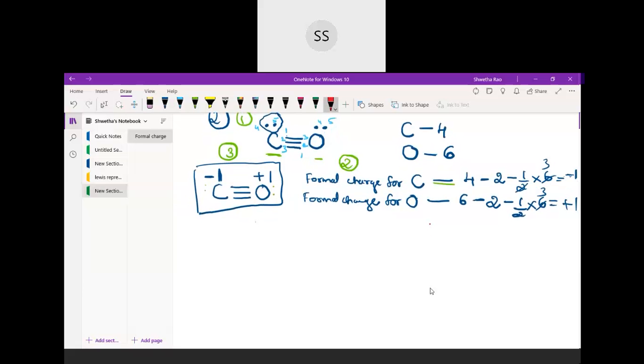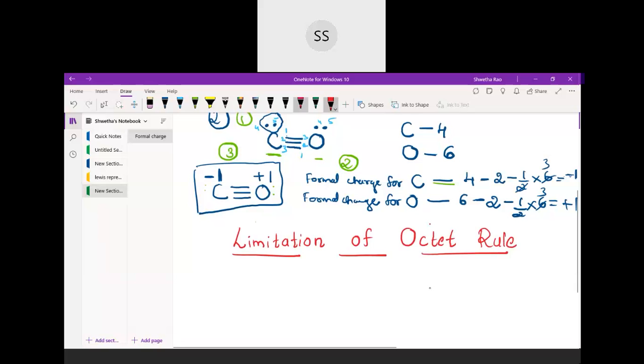Yes, now the next thing we have is limitation. You can give the next heading, that is limitation of octet rule. So let me take the first limitation. The first one is about the incomplete octet of the central atom.